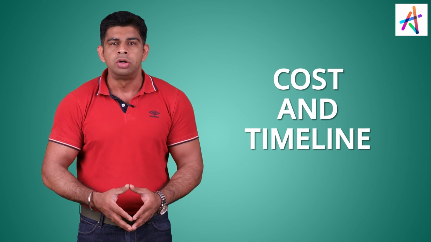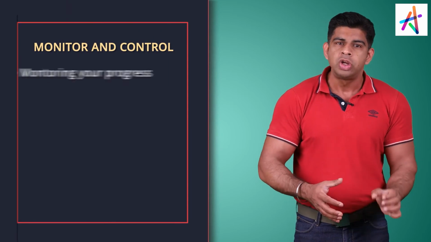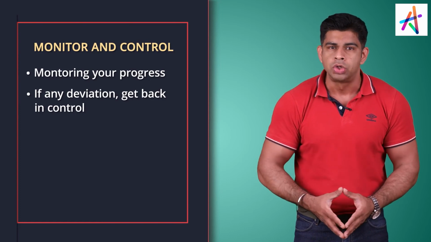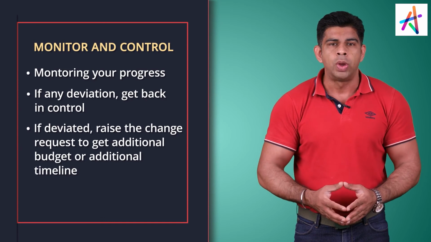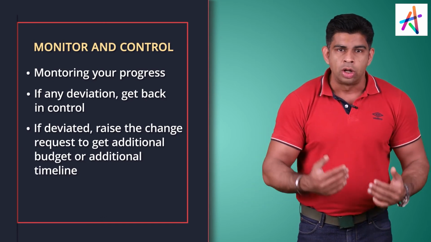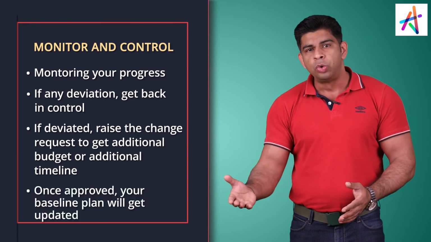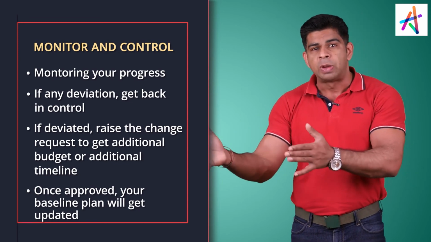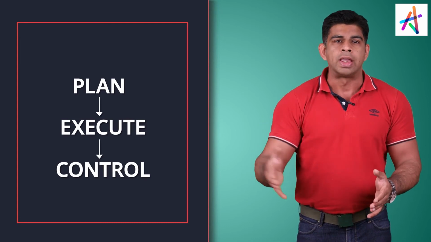We need to monitor and control, which is check and act. Monitor and control is all about monitoring your progress. If you're deviating, you need to bring it back in control, if it's possible. If not, what do you do? Raise a change request, which might be to get additional budget, additional timeline, could be anything. Once approved, your baseline plan will get updated, and then that baseline plan will get executed. So plan, execute, monitor and control goes in a cycle.